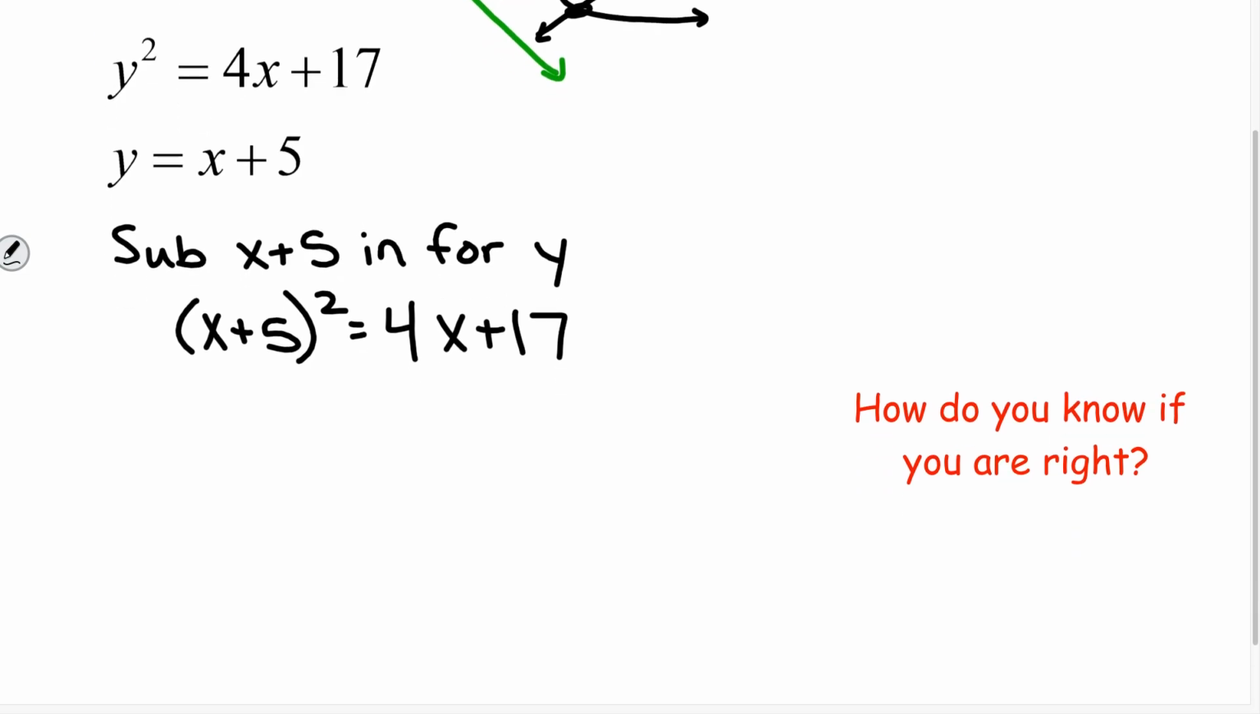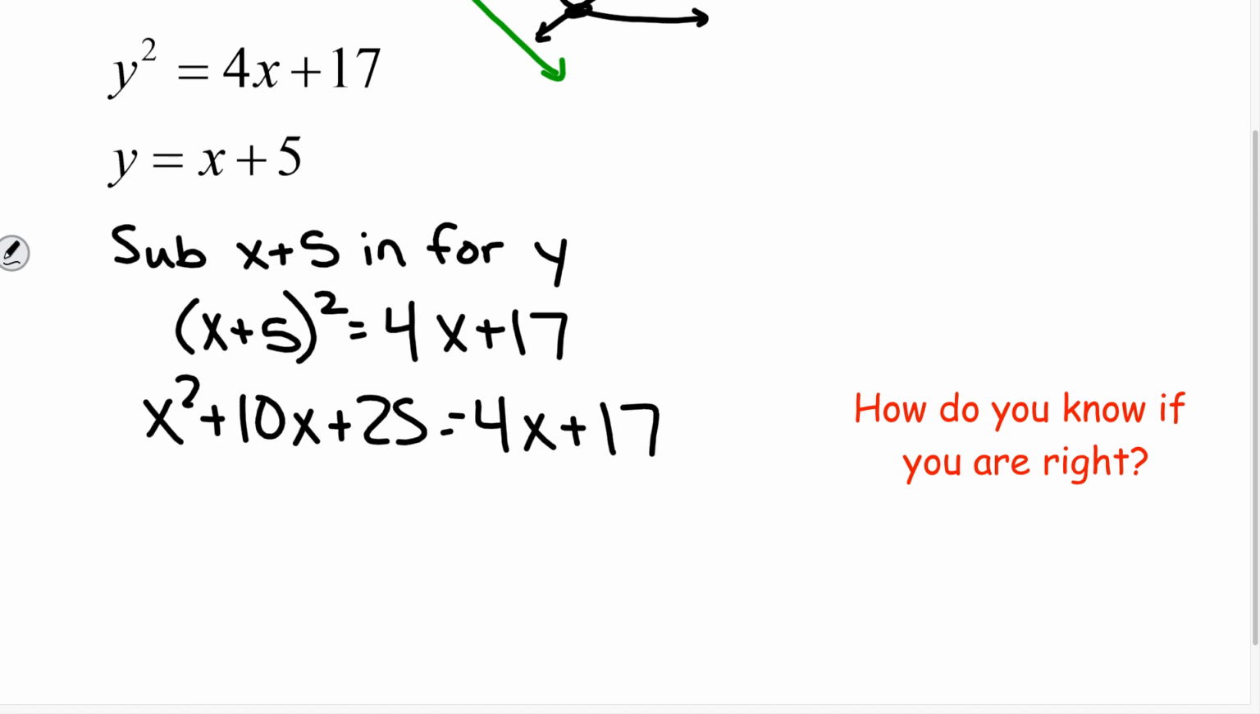This will take us back to yesterday. x plus 5 times x plus 5. FOIL that out. x squared plus 10x plus 25 equals 4x plus 17. Remember, that's not x squared plus 25. Bad. I did x plus 5 times x plus 5.